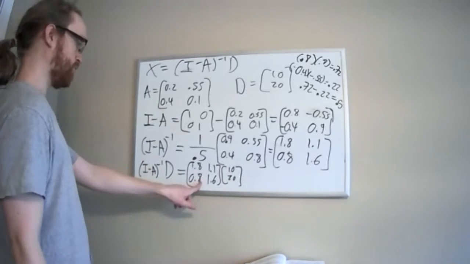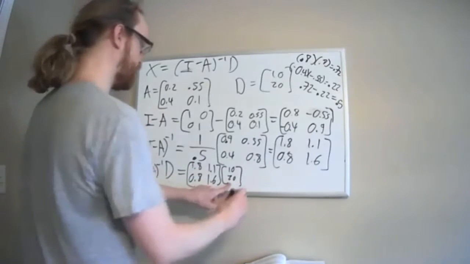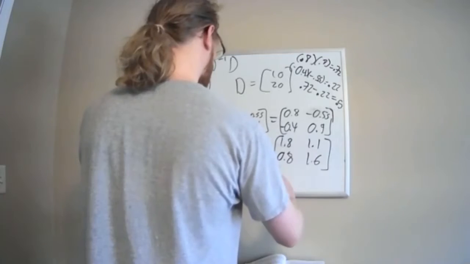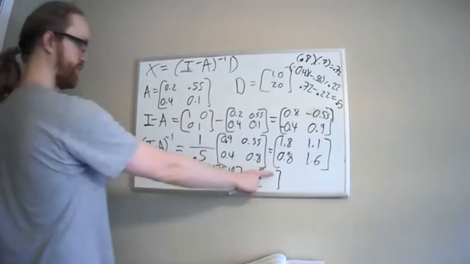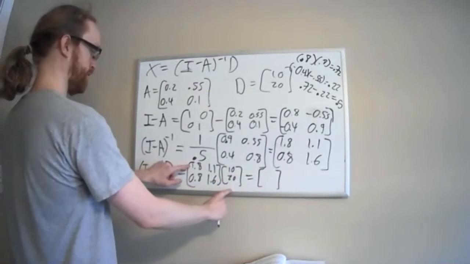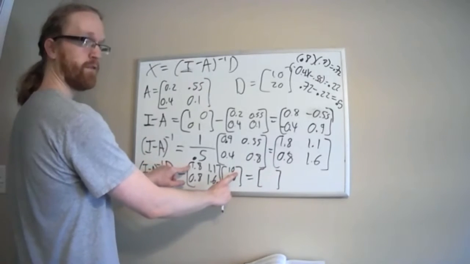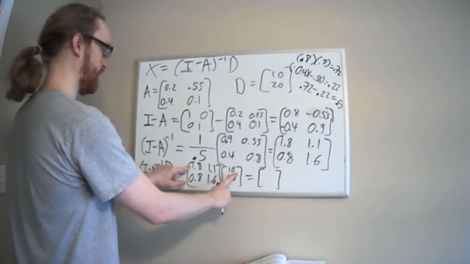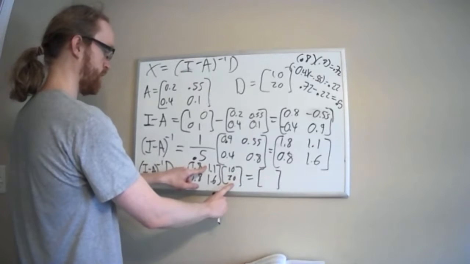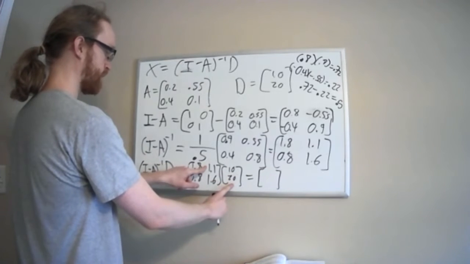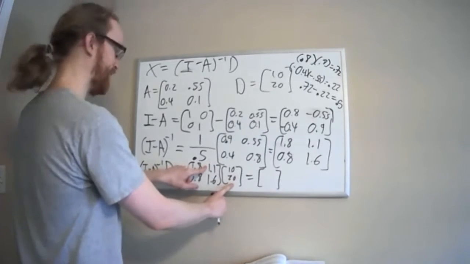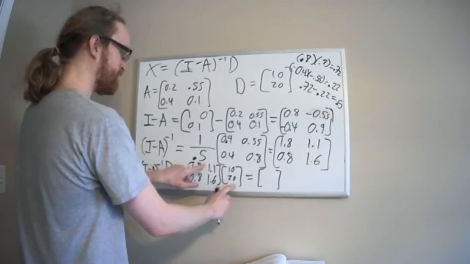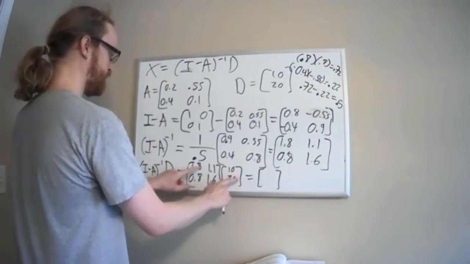This is a 2 by 2. This is a 2 by 1. So the result will be another 2 by 1. The first entry is take the first row times this. So 1.8 times 10 is 18. And 1.1 times 20 is, what, 22? Hope I did that right. 22. So what's 18 plus 22?